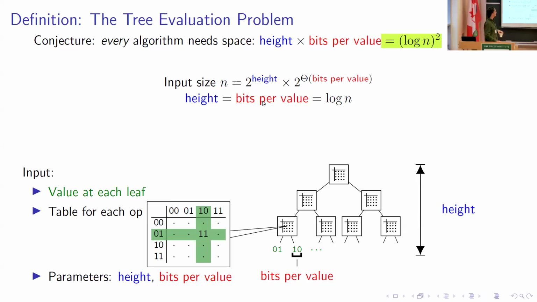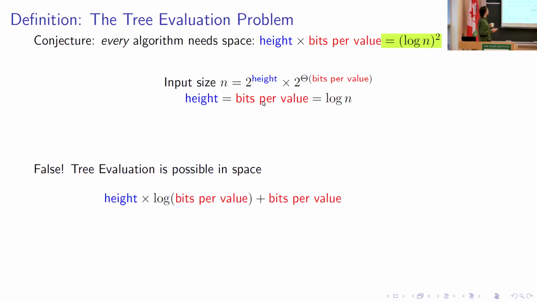This problem is really easy to solve in polynomial time. You don't even have to work very hard to answer any of the operations inside the tree. They're just all table lookups. So that proves log space is not polynomial time.